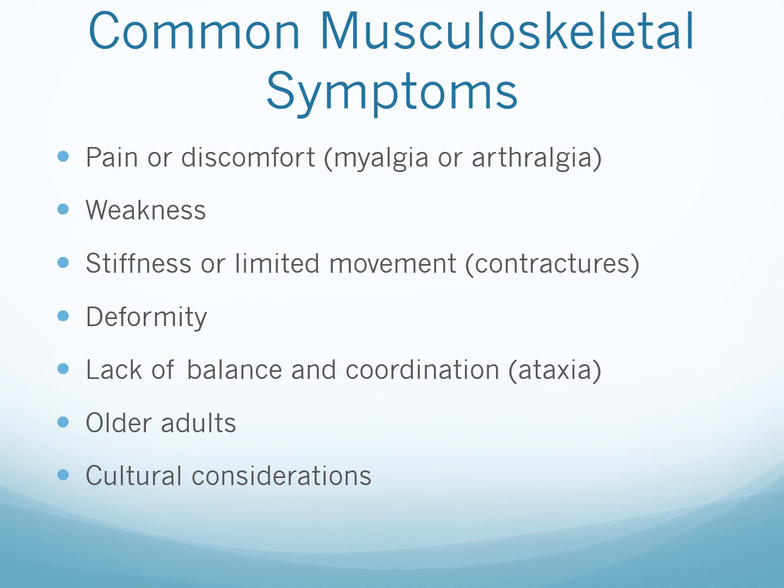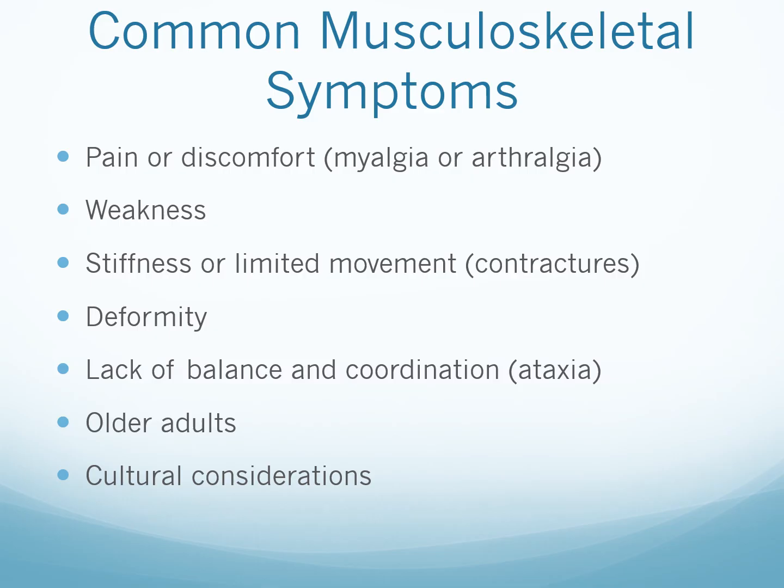This slide reviews some of the most common symptoms that patients are going to report during a musculoskeletal assessment, and these are going to help guide our focused assessment and clinical judgment. So the first most common symptom is pain or discomfort. Pain involving muscles is called myalgia, while pain involving joints is called arthralgia. So when we're assessing pain, we want to explore the location, severity, timing, quality, triggers, what relieves it, and how it affects function.